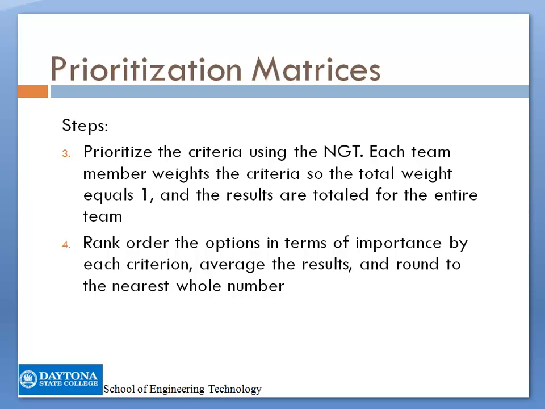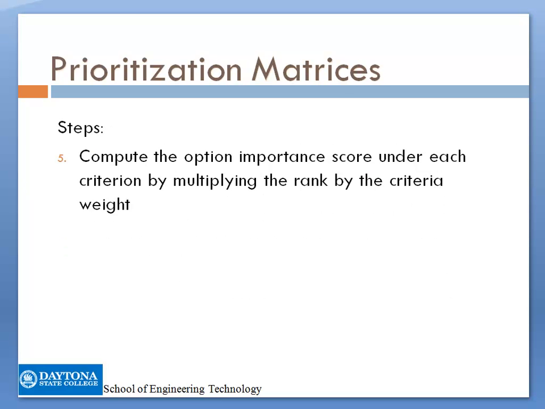Then you have to rank order the options in terms of importance by each criterion, average the results, and round to the nearest whole number. Then you compute the option importance score under each criterion by multiplying the rank by the criteria weight.